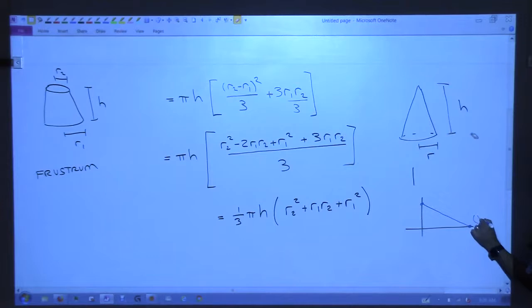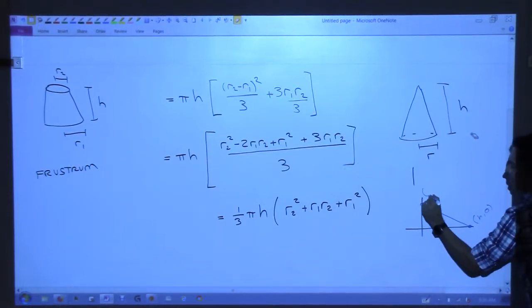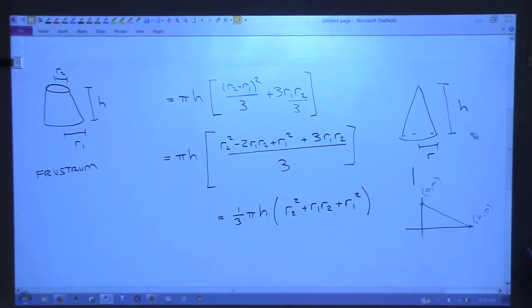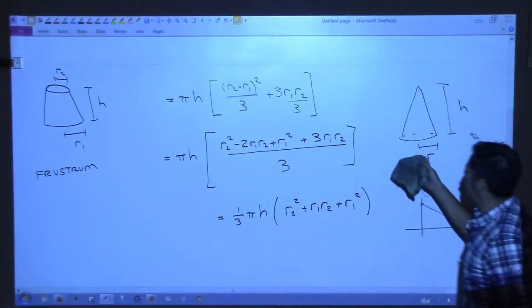And that means this point is (h, 0), which is a much cleaner point to work with. And this point right here is (0, r). So the problem I did yesterday in my other class was a little bit easier to work through because of the zero here, instead of two different radii. Make sense? Okay.